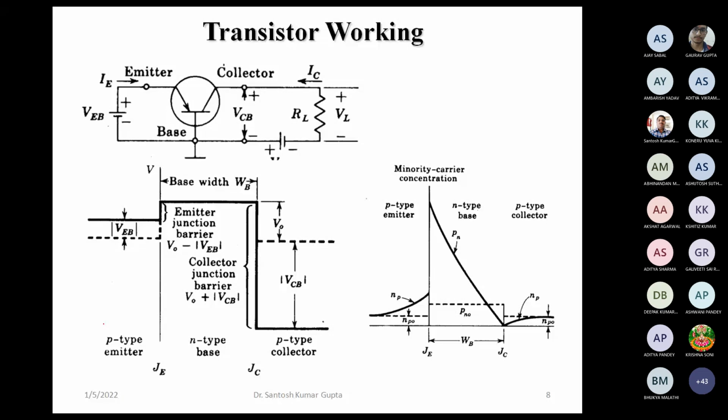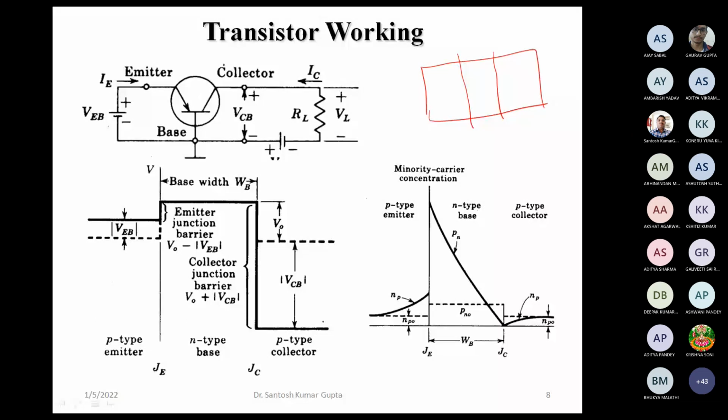Let us start today's discussion. Students, in the last lecture, we have been working with the transistor working. We have seen so far that the BJT is having three parts mainly.